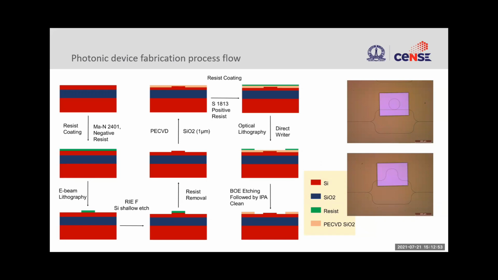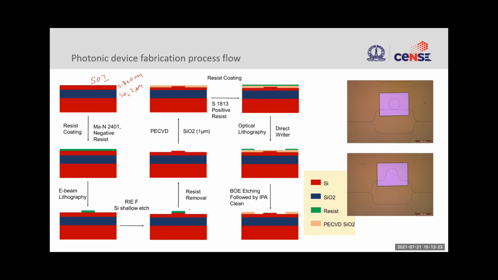So this is how we fabricate our photonic device. We start with a silicon on insulator wafer. We have a silicon layer of 220 nanometer, and then silicon dioxide of 2 micrometer. We clean the wafer and spin coat negative photoresist, electron beam resist, and go through an electron beam lithography process to define the waveguides.